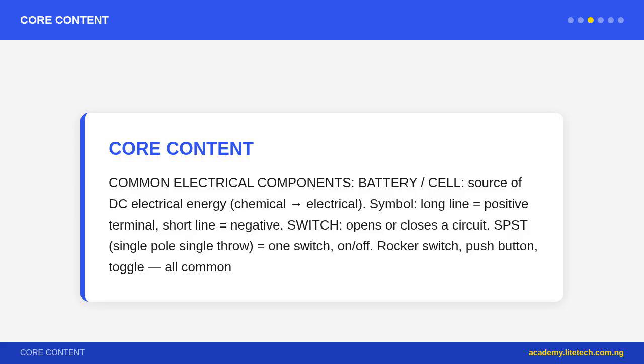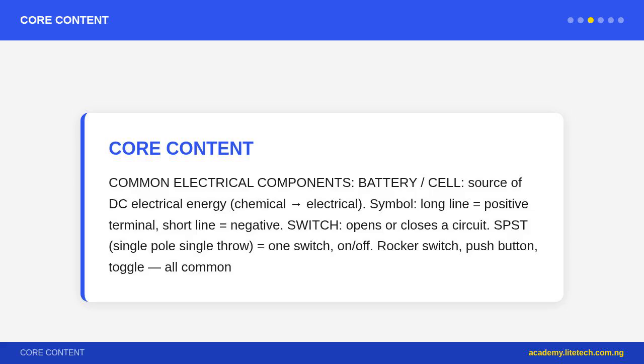Fuse: a thin wire that melts, or blows, when too much current flows, protecting the circuit from overload and fire. Symbol: rectangle with line through. Must always be connected in the live wire of a circuit. Common ratings in Nigeria: 3A, 5A, 10A, 13A for sockets. Circuit breaker, MCB, miniature circuit breaker: an automatic resetting fuse that trips when overloaded and can be reset by switching back. Used in modern Nigerian consumer units, distribution boards, DB boards.